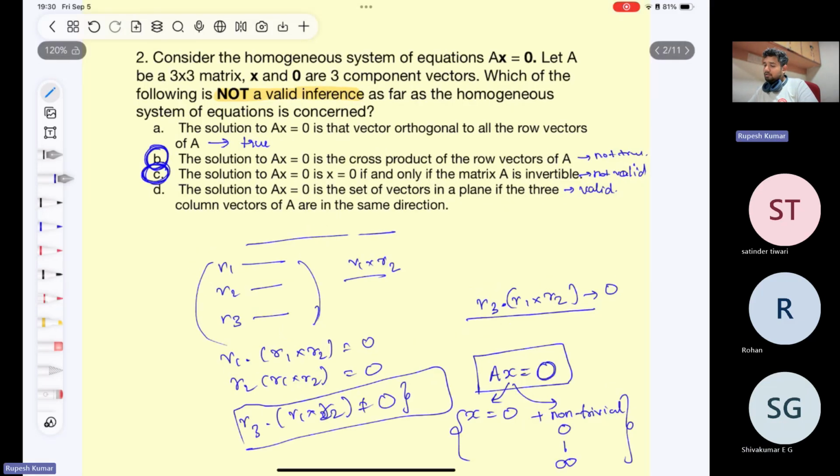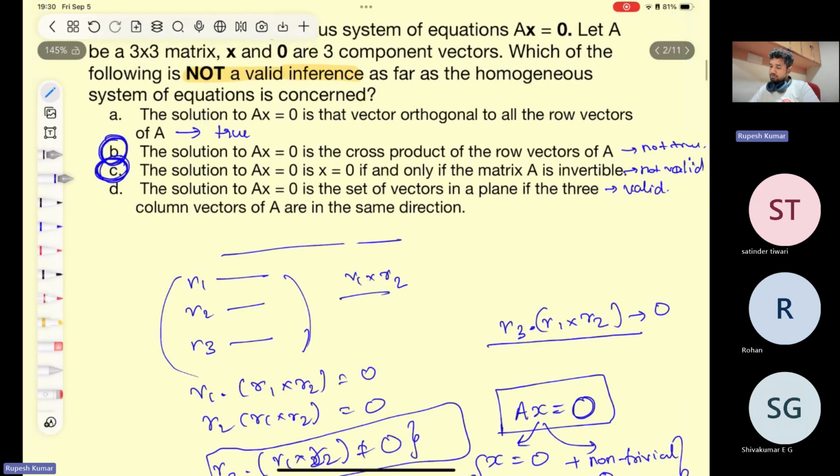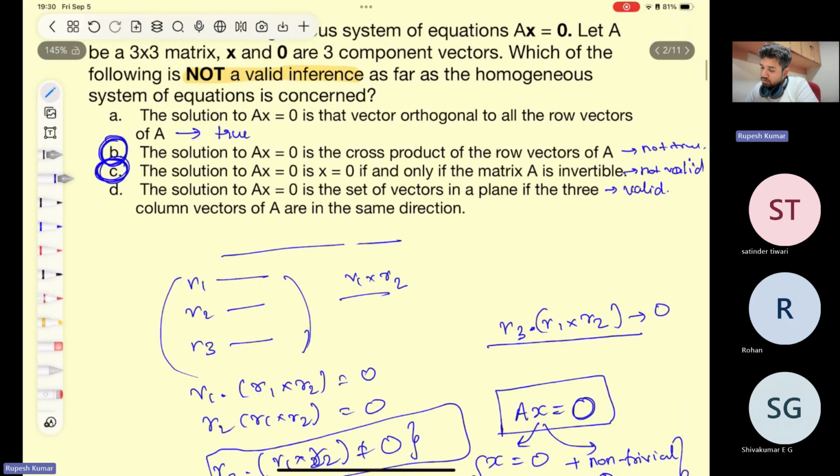No, no. What the students were trying to say is, the solution to Ax equals zero is x equals zero if and only if the matrix A is invertible. So it is saying if the matrix A is invertible, then only you get the solution x equals zero. And the doubt was, if the matrix is non-invertible, then also you get the solution x equals zero. That's always true, right? So that's why this statement is not a valid inference. That's it.